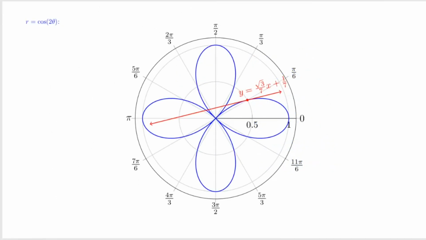And here it is, just for entertainment, the tangent to the four-petal rose, r equals the cosine of 2 theta, at the point theta equals pi over 6. We saw this picture before, but now we also have the actual equation of the tangent line.